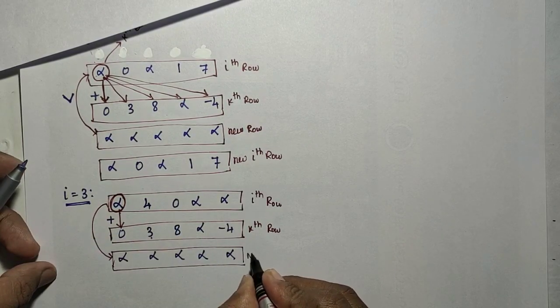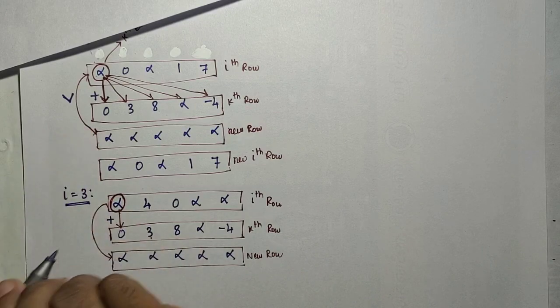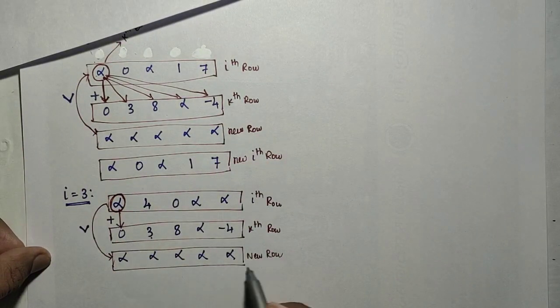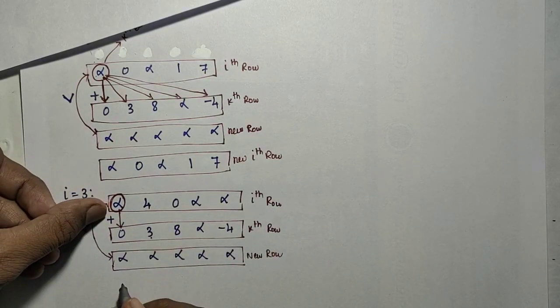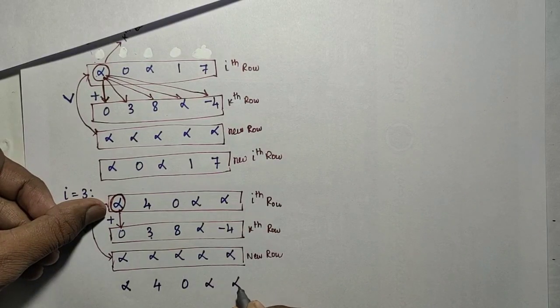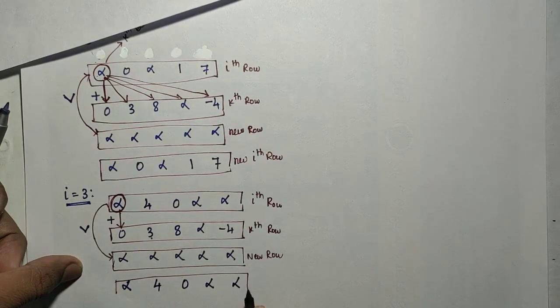Which comparison? If the new row is less than, we need that update. But since it is infinity, there is no change in that ith row. So the ith row will be copied as it is: infinity, 4, 0, infinity and infinity. So this is the new ith row.